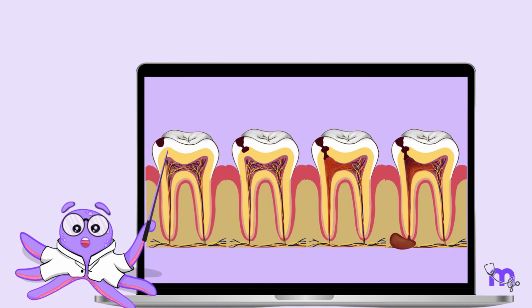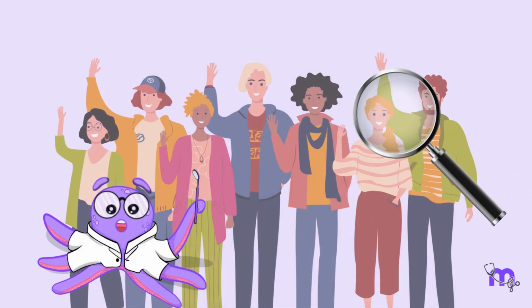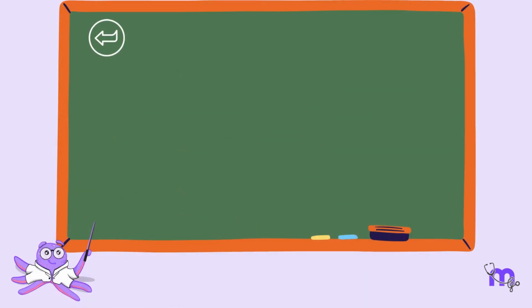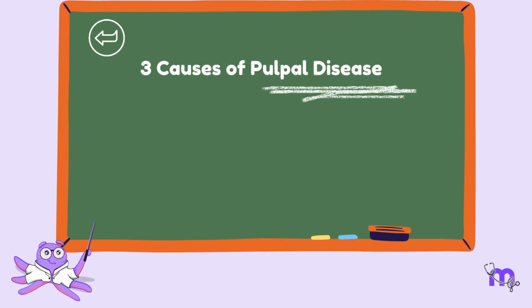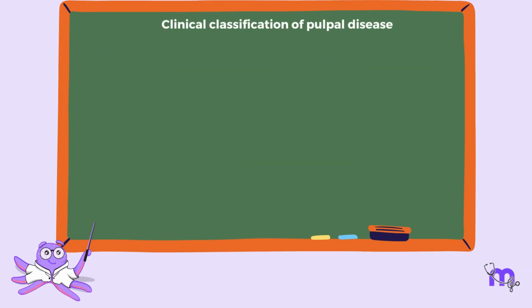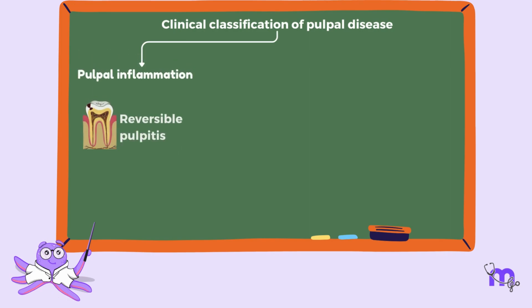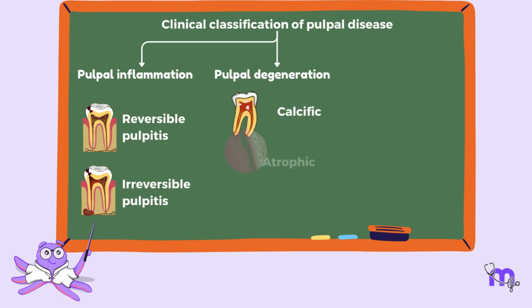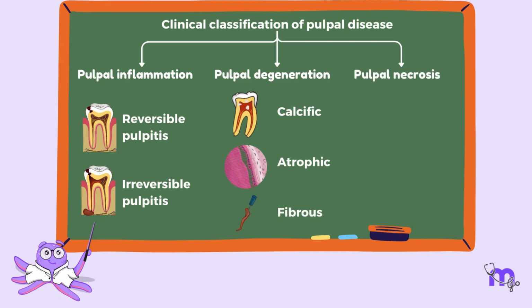Now that you know the different ways that pulpal disease can present, you can start identifying them in patients around you. Let us conclude our topic for the day by recapping some important points. 3 major causes of pulpal disease: physical, chemical, bacterial. Clinical classification of pulpal diseases: inflammatory, reversible, irreversible. Pulpal degeneration: calcific, atrophic, or fibrous. Pulpal necrosis.